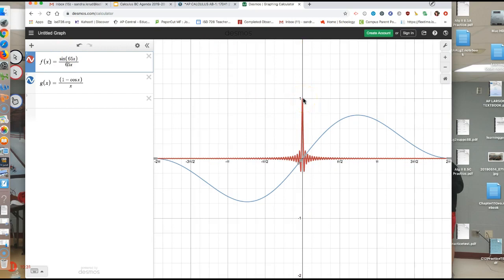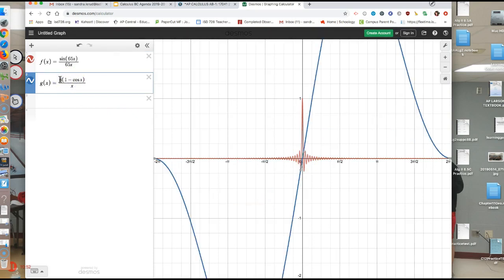But when I do that, look how high it went. 1. Agreed? So if you were on the AP test to see sine of 3x over 3x is limit, right? What are you going to circle? 1. All right? Now look at the blue one. As I come in from 0 from the left and from the right, where does it seem like I'm sitting at? 0.